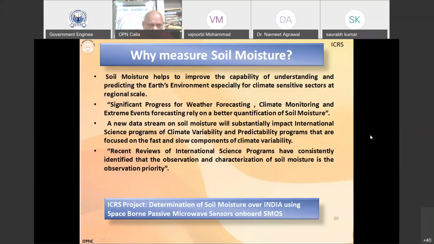So in the case of soil moisture, let us see how do we measure the soil moisture and why it is important.